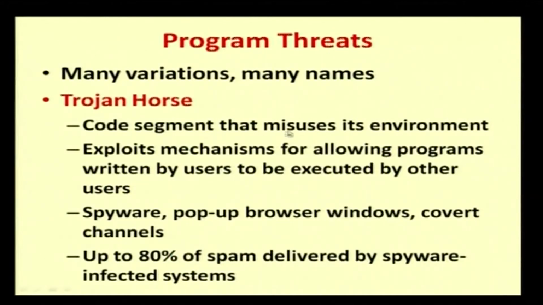Now, I was speaking about a Trojan horse. A Trojan horse is also a virus which takes place through a network. A Trojan horse is a code segment that misuses its environment. It exploits mechanisms for allowing programs written by users to be executed by other users. It is a spyware or a pop-up browser window which covers the channels. Up to 80% of spam is delivered by spyware or infected systems.